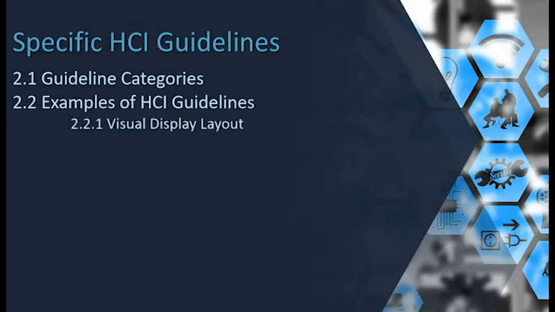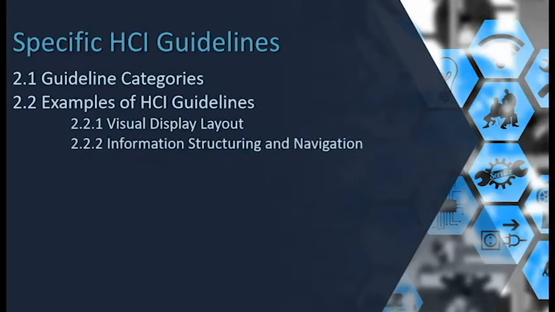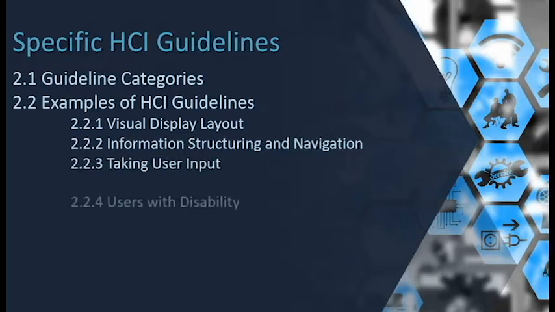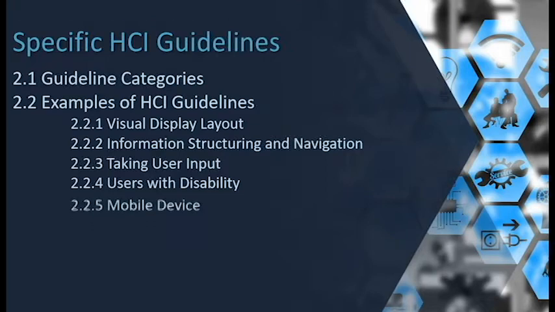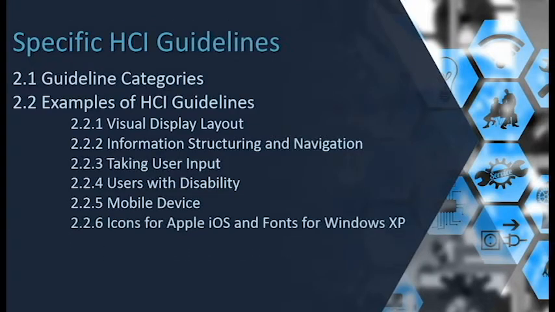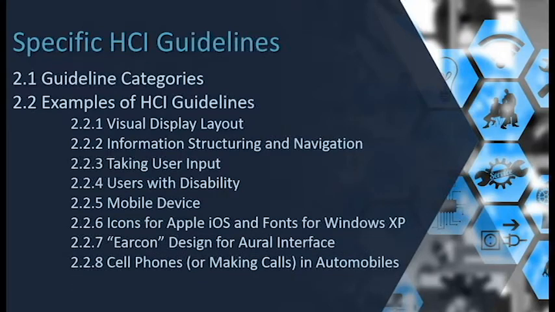First, we have visual display layout. Second, information structuring and navigation. Then taking user input, users with disability, mobile device, icons for Apple iOS, and fonts for Windows XP. Then we have aircon designed for oral interface. Then cell phones for making calls in automobiles. Then last is e-commerce. So these are the topics that we're going to discuss in this chapter.